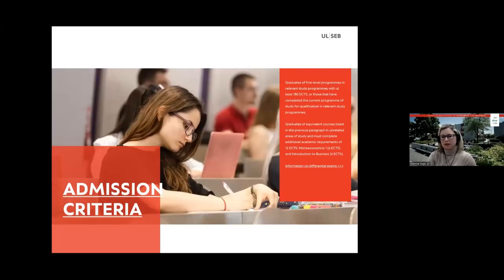This is the admission criteria for our master programs, not for double degree, but for enrolling into first year. So graduates of first level programs receiving at least 180 ECTS, and of course, from the field of business and economics. In case you're coming from a different school than economics and business, most likely you will have to pass two differential exams.